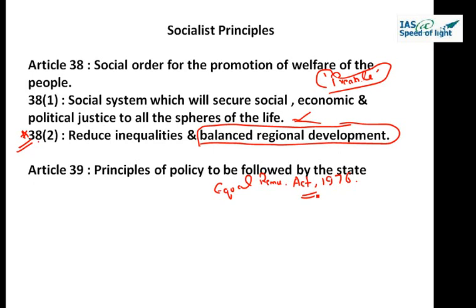Okay, so B, that the ownership and control of the material resources of the community are so distributed as best to subserve the common good. So again, it's a socialist principle that the resources and the distribution of the resources should be in the hands of the public, for the public good, for the good of the poorer people as well. Part C says that the operation of the economic system does not result in the concentration of wealth and means of production to the common detriment, again a socialist principle. There is equal pay for equal work for both men and women, the Equal Remuneration Act 1976, NREGA.